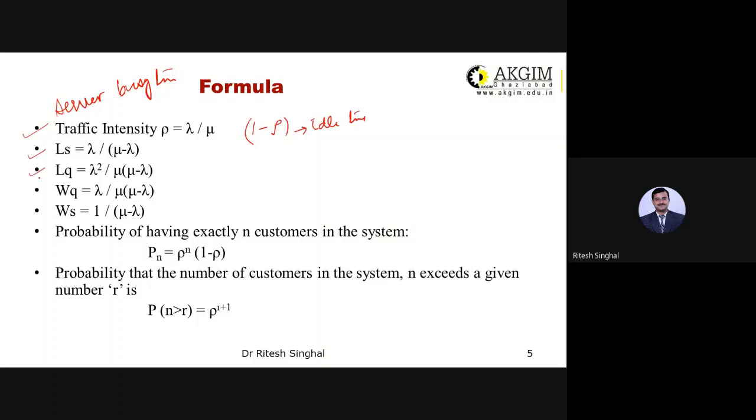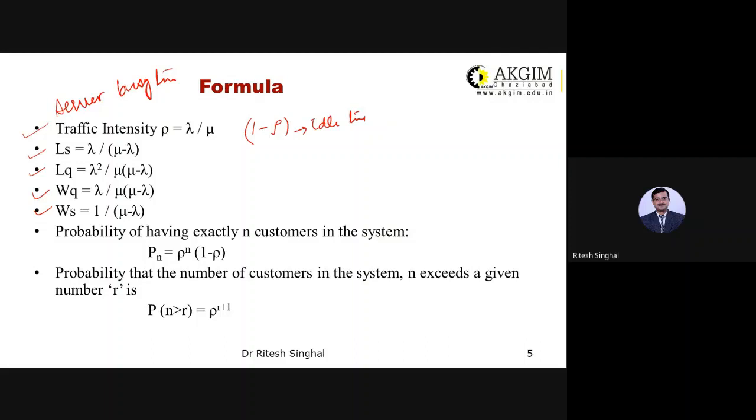These are 4 different formulas: LS, LQ, WS, WQ. Frequently, these characteristics are asked in different questions. And the beautiful aspect is that in all these 4 formulas, only 2 parameters are required: one is mu and another one is lambda. So you should clearly identify mu and lambda before starting the problem, and then you can use any one of the formulas.